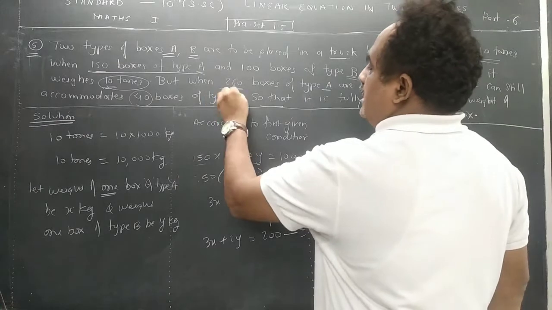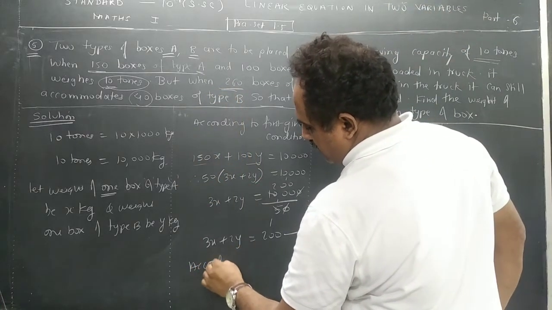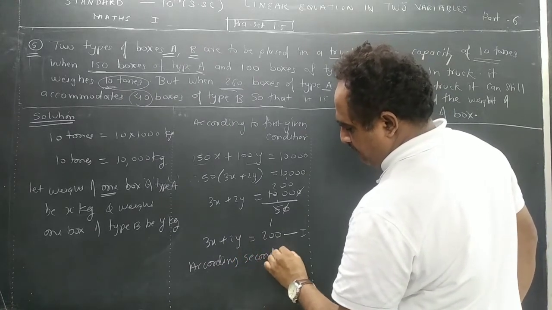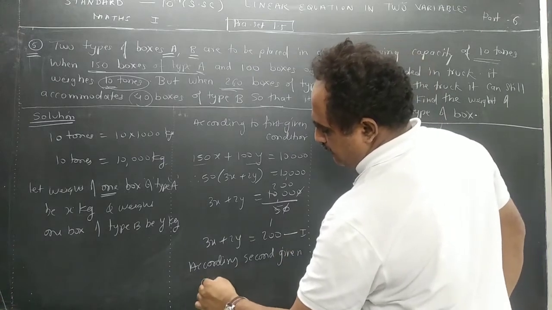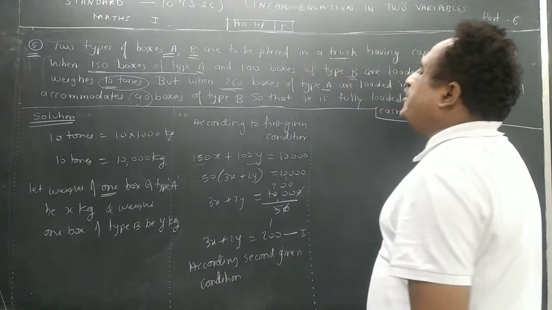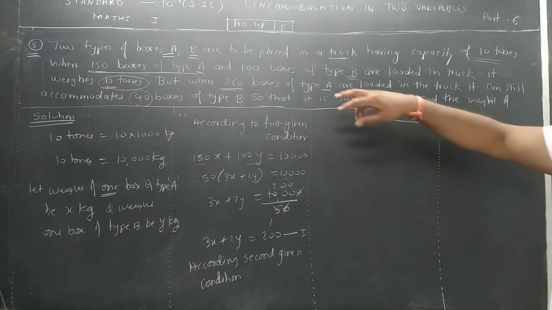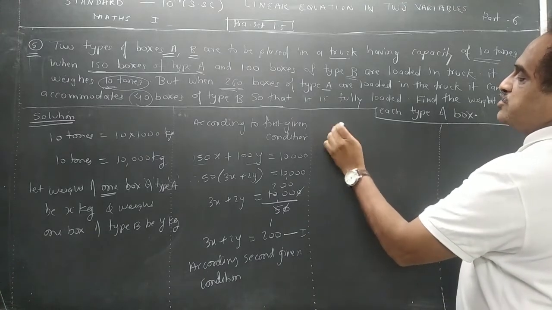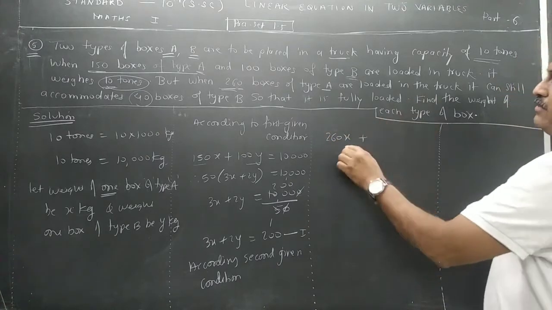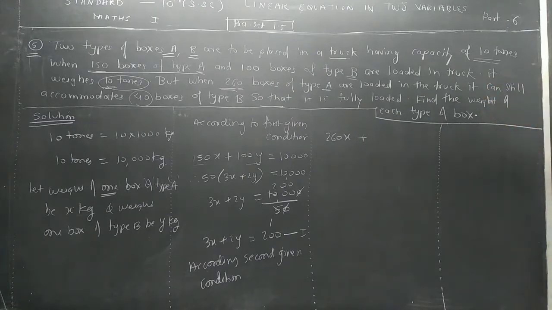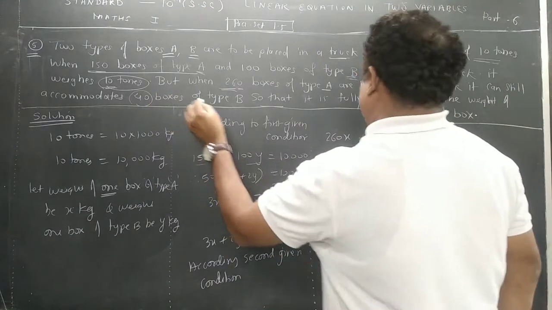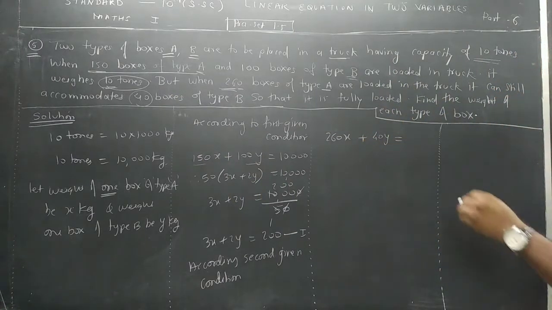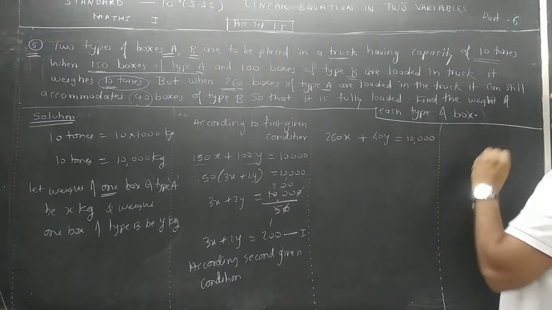According to second given condition, when 260 boxes of type A, 260 बॉक्स का वेट हो जाएगा 260x, एक बॉक्स का वेट है x. In a truck, it can still accumulate how many boxes? 40 boxes means 40y. अब तक it gets fully loaded, मतलब उसका वेट हो जाएगा again 10,000. Please keep in mind.